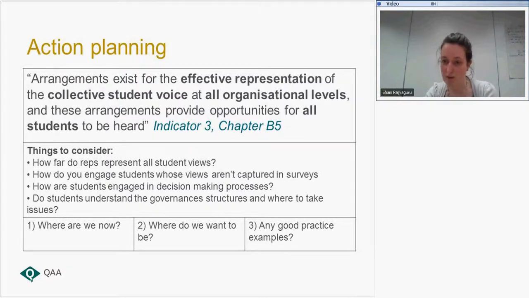Student liaison committees. All course program reps attend student liaison committees, sit on related committees, change project steering groups, through consultative forums and high-level meetings.